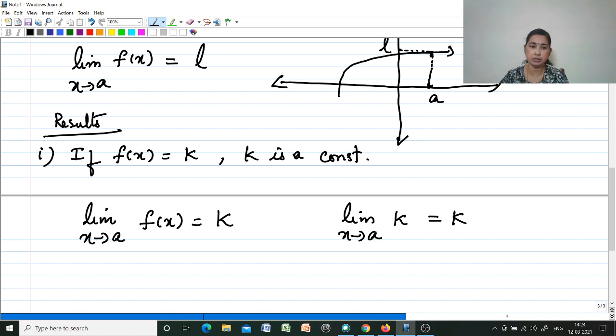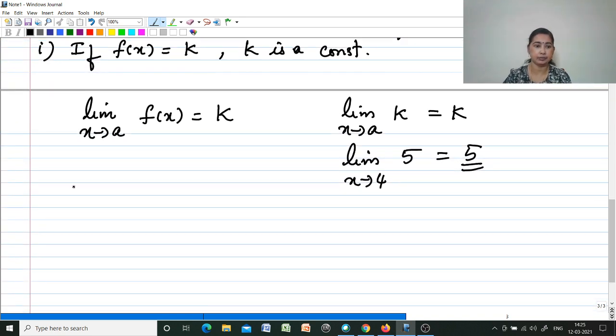If I am able to substitute x as a, then only I can substitute; otherwise the same value will come. Or if it is limit x tends to 4, and the function given is f of x equal to 5, what is the answer? It is 5 itself, because there is no x value to give.